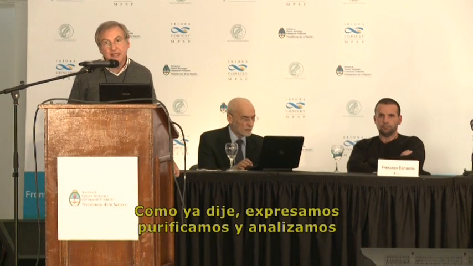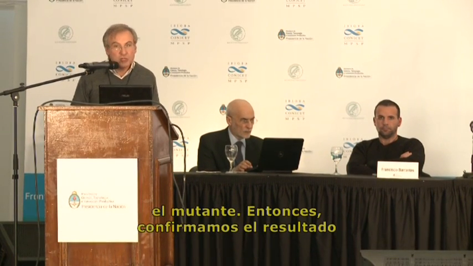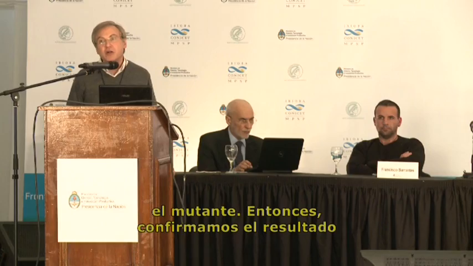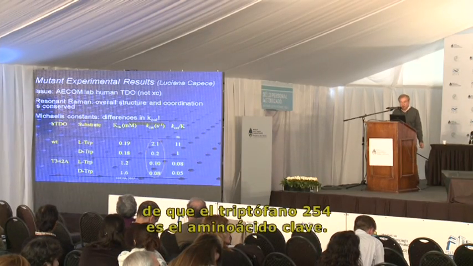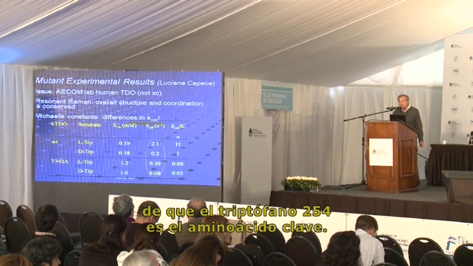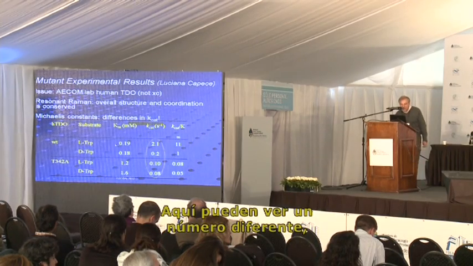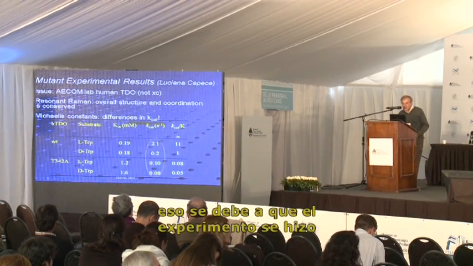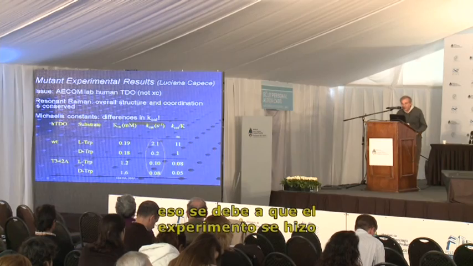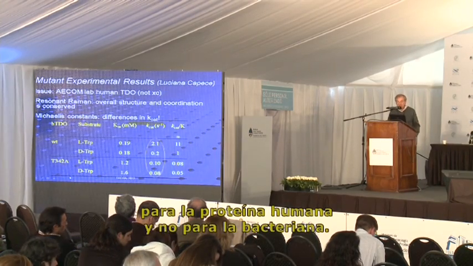Well, as I said before, the mutant was expressed, purified, and measured, and we confirmed the results that tryptophan 254 was really the key amino acid. Here you can see a different number. That's because the experiment has been performed for the human protein instead of the bacterial protein.